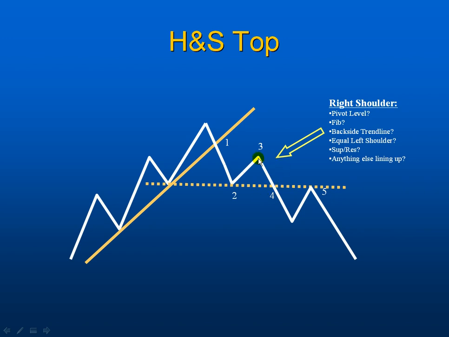So some considerations when looking for your entry on the right shoulder are pivot levels, fibs, backside of trend line, equal left shoulder, support, resistance levels, or anything else that may line up at this point.